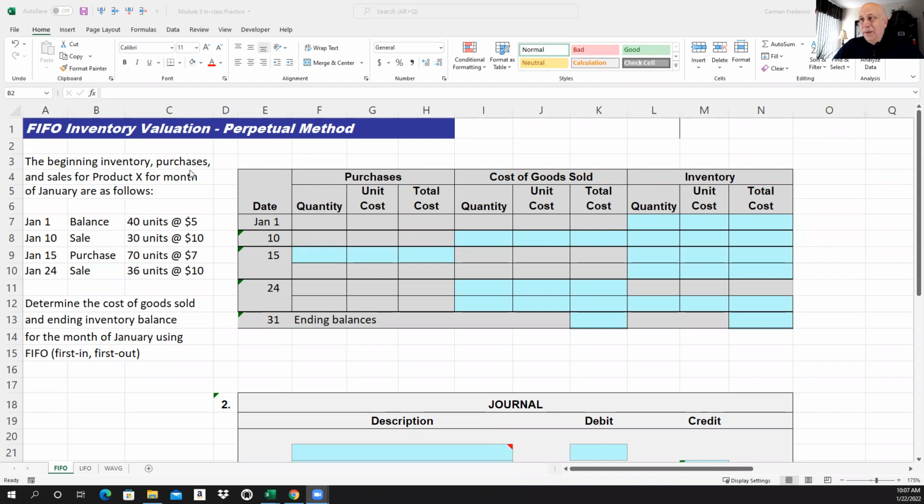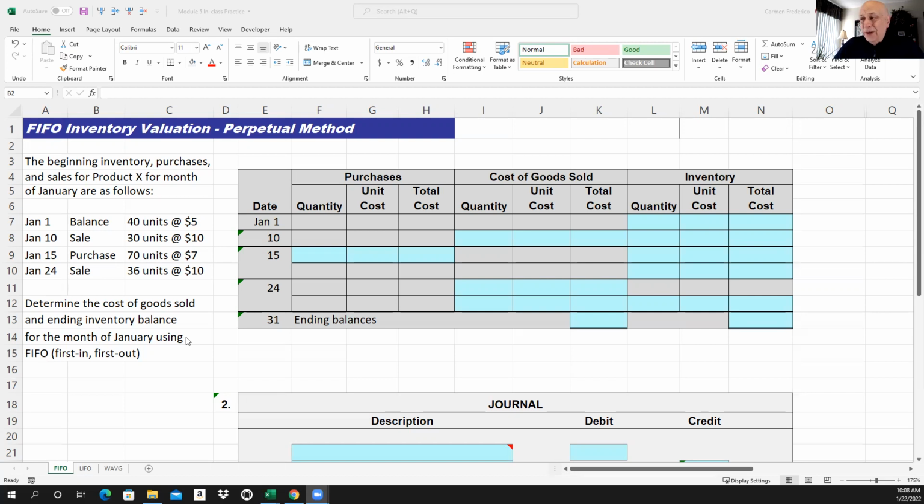The beginning inventory, purchases and sales for product X for the month of January are as follows. On January 1st, they had a beginning balance of 40 units at $5 a piece. They sold 30 units. They sold them for $10 a piece, which is good. They sold them for more than they paid for them. That's always a good thing. And then on January 15th, they bought some more, 70 units. They paid $7 a piece now. So it's gone up in cost. As you know, costs can go up. They've gone up a lot this year. And then on January 24th, they sold 36 more units for the same price, $10. They didn't raise the price yet. Hopefully they can do it soon because the cost is escalating here. So they should start thinking about raising this price.